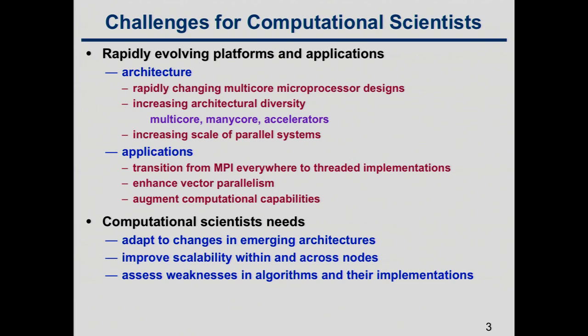Today, there are a number of challenges for computational scientists. And so it's a tough time to be writing scientific applications. There's rapidly evolving platforms, and as a result, your applications need many changes as well. So on the architecture side, there's rapidly changing multi-core microprocessor designs. Also, there's an increasing architectural diversity. So we have not only multi-core processors, we have many core processors like the Intel Xeon Phi and the forthcoming Knights Landing from Intel, and then also attached accelerators like GPUs.